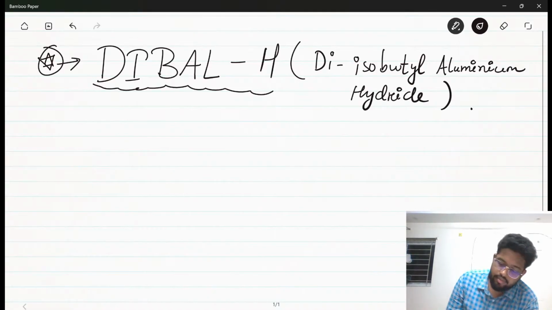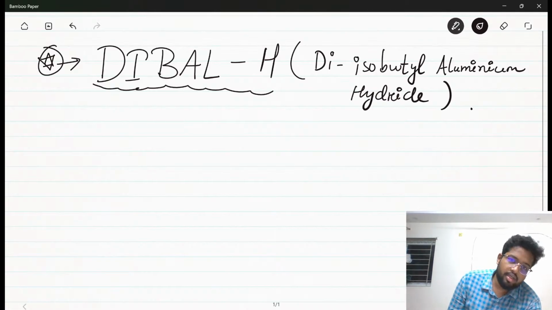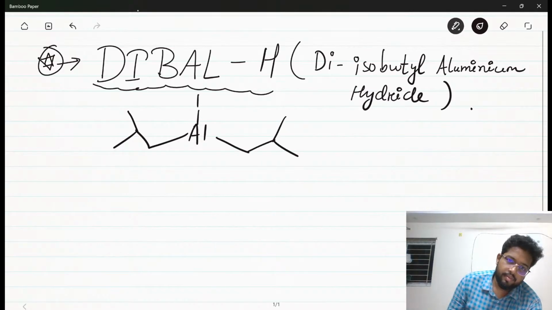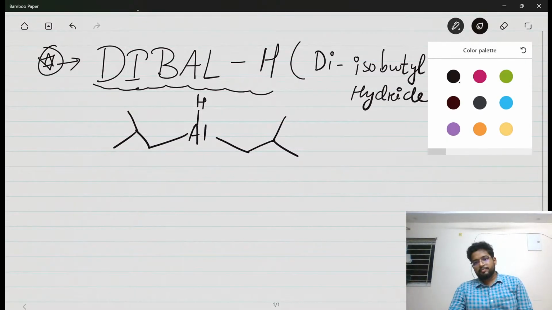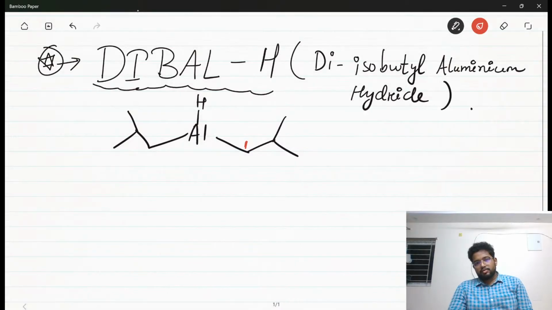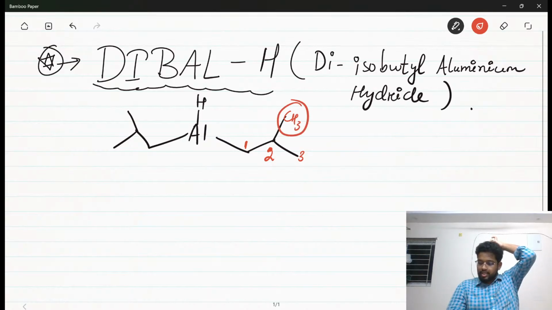Diisobutyl aluminium hydride. The compound is DIBAL-H, with aluminium at the center. Do you know what an isobutyl group is? How to identify an isobutyl group? One, two, three, and the two position has a methyl.